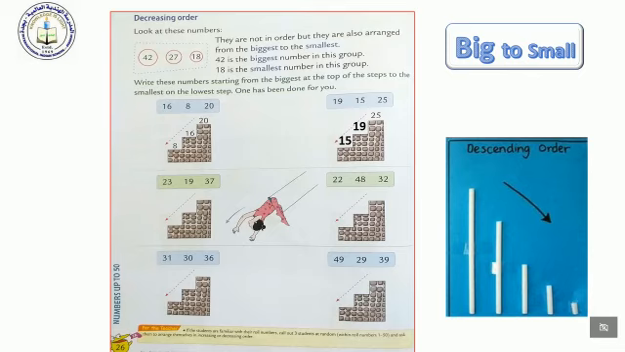Now let's try one more. The numbers here are 23, 19 and 37. Can you tell me which is the biggest number? We have to write the biggest number on the top of the step. So the biggest number is 37. We have to write it on the top. Then next 23 and the smallest number is 19. Now children, try the other ones, arrange the numbers from big to small and check the answers.